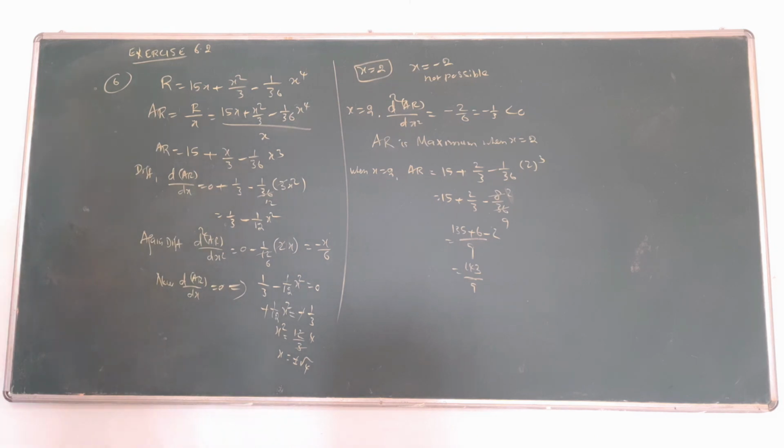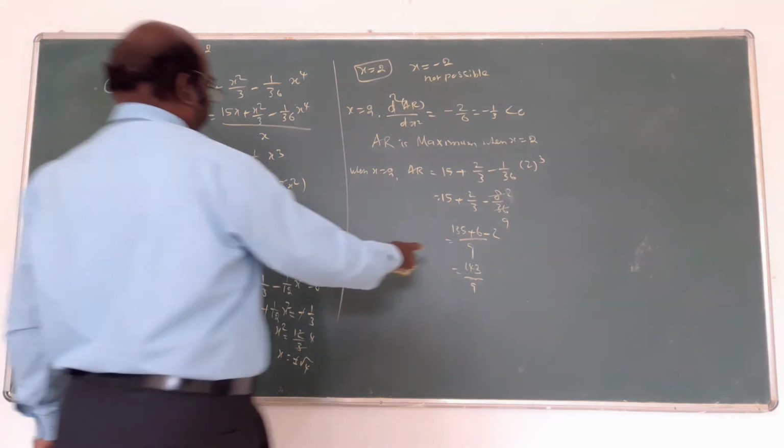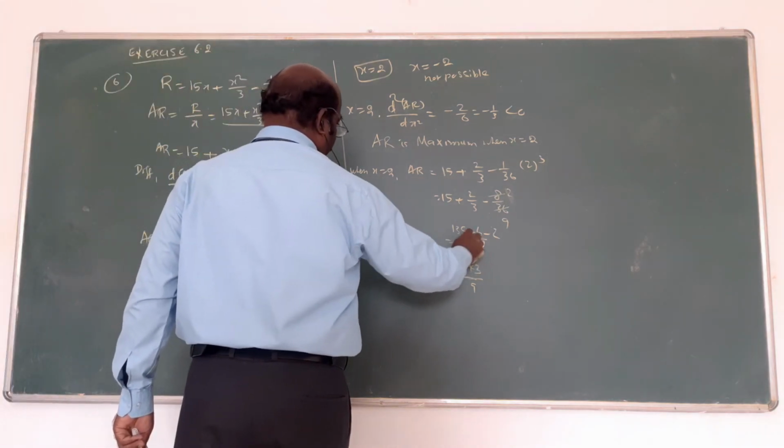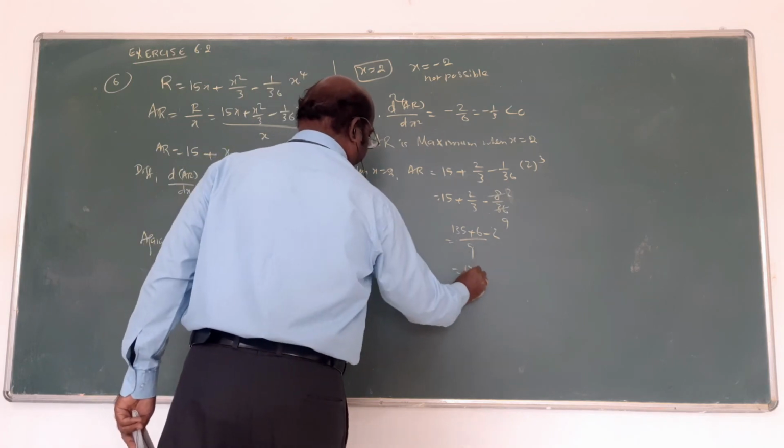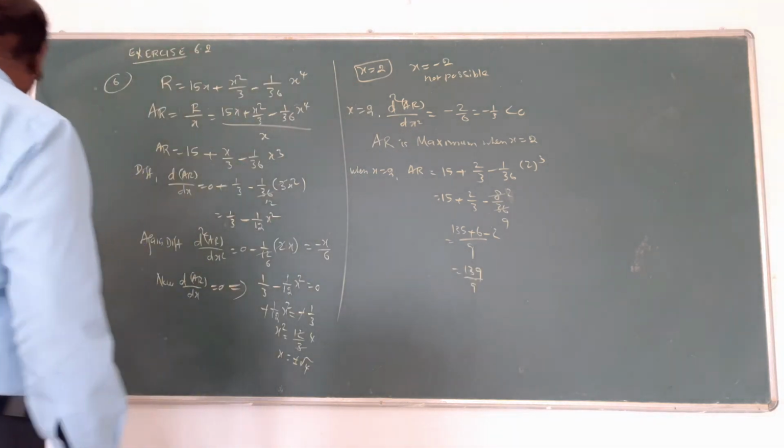Am I right? We get the average revenue is what? 15 plus 2 by 3, 2 cube. What is the answer? Let's simplify. 135, 141, 143, here 4 no, 141, 139. This is the first answer.